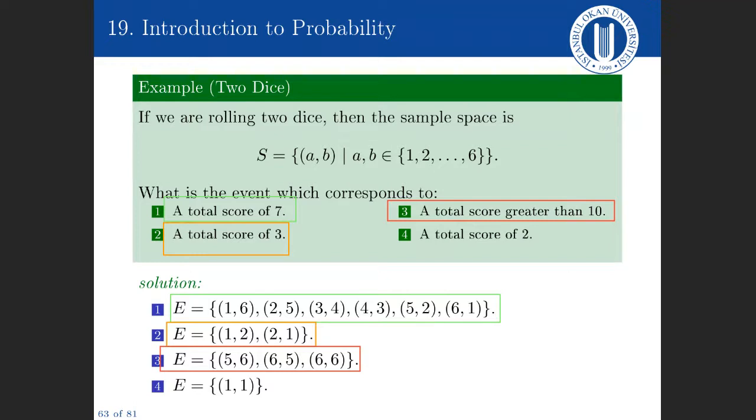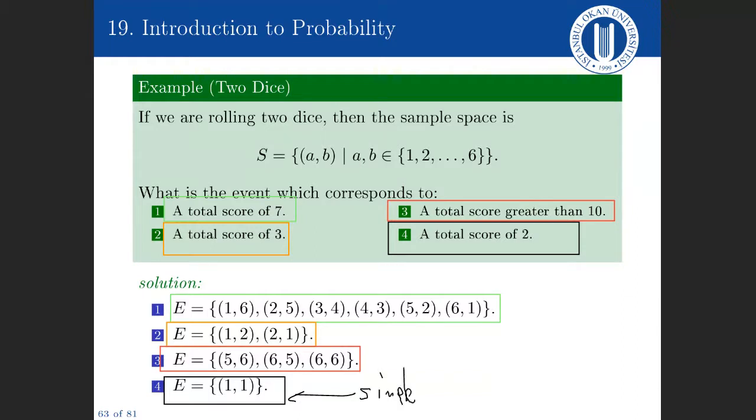And then finally, what is the event which corresponds to a total score of 2? The event is the set containing 1, 1. This one contains only one element. This is a simple event. The first 3 subsets contain more than one element. They are compound events.